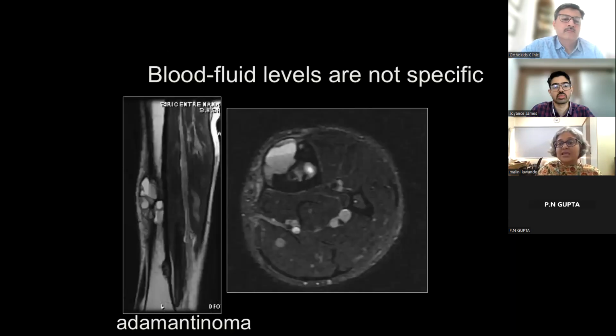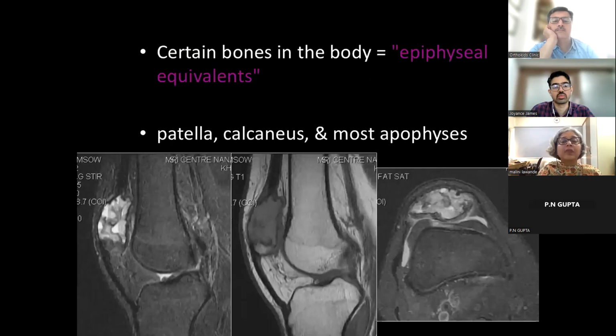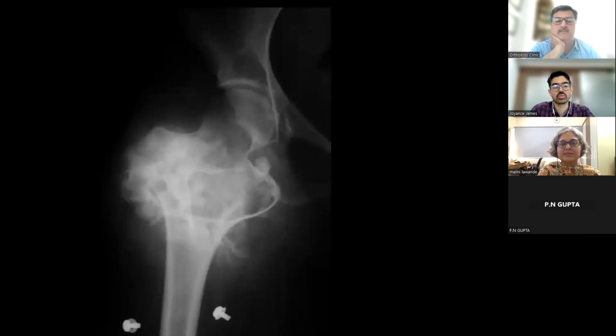Because blood fluid levels can be seen with giant cell tumor, can be seen with chondroblastoma, can be seen with adamantinoma. So there's a whole bunch of tumors which will show you blood fluid levels and you need to identify the solid areas. We need to remember that certain areas in the bones in the body are epiphyseal equivalent. For example, patella, calcaneus, and apophysis. So you can have chondroblastomas, you can have giant cell tumors in these locations. So the epiphyseal tumors would be there in the apophysis.